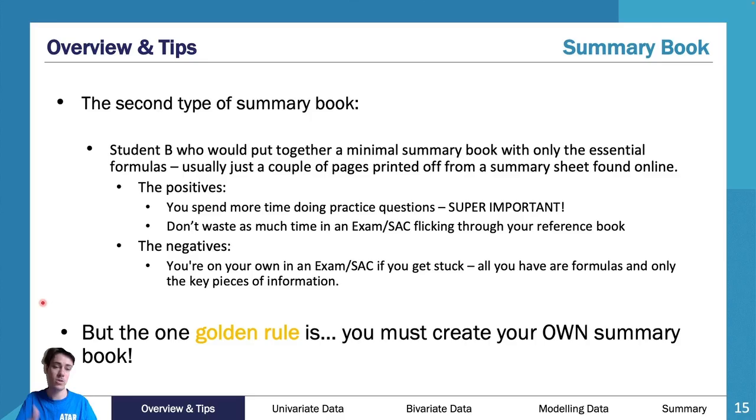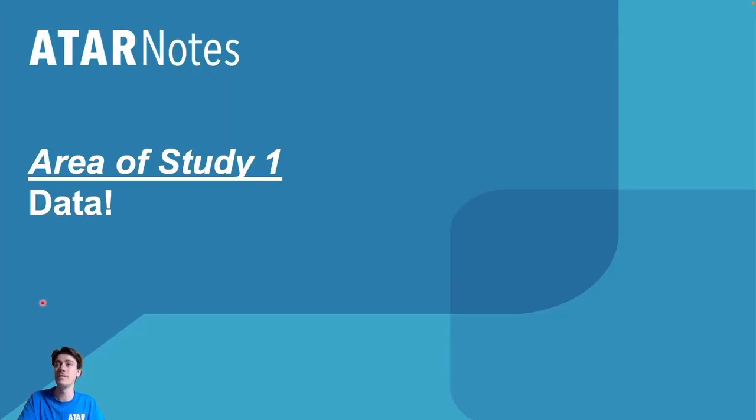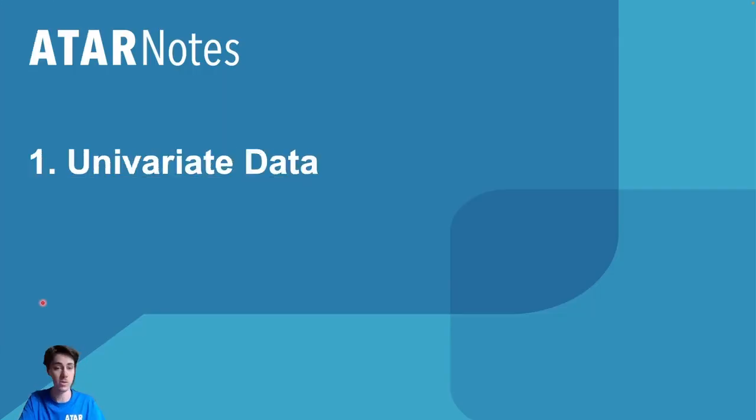So let's jump in to Area Study 1, data. So we're going to start off with univariate data. A lot of this is going to feel like revision. A lot of this is going to feel mundane. The reality is it is. A lot of this content is quite mundane and you're going to be sitting here like, oh, same thing over and over again. Reality is it is. The summary book for this section, the big part of the summary book, not the little part, is going to be really large. And then you can condense it down really well.